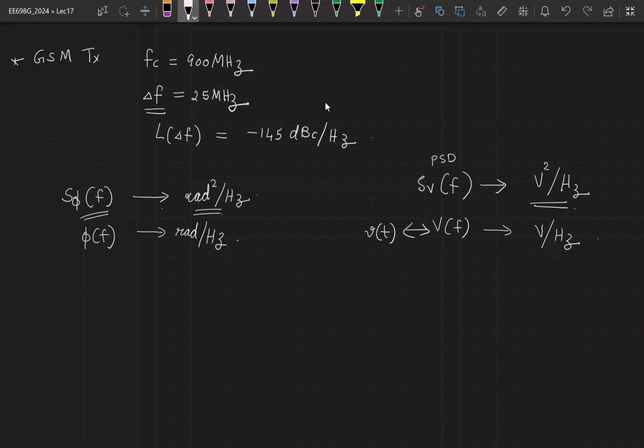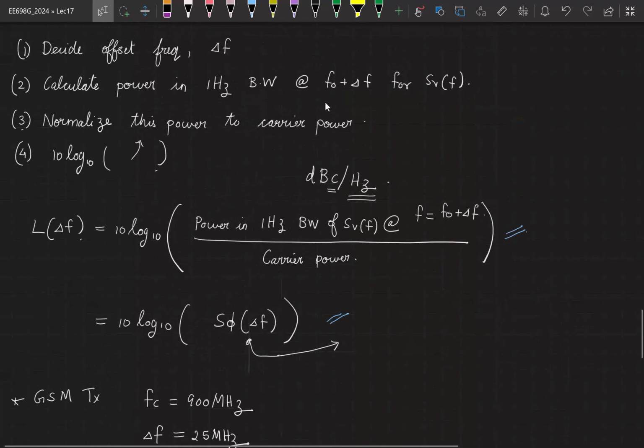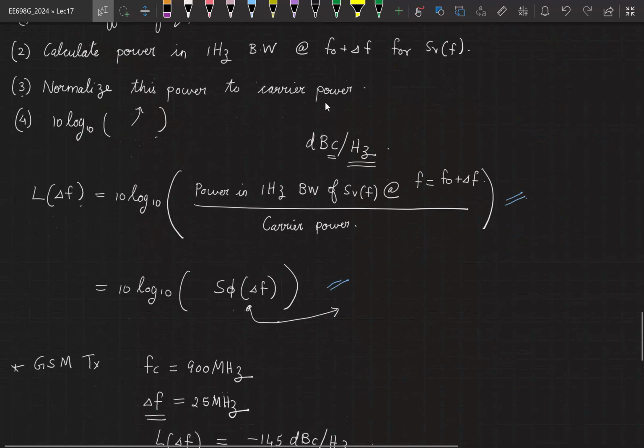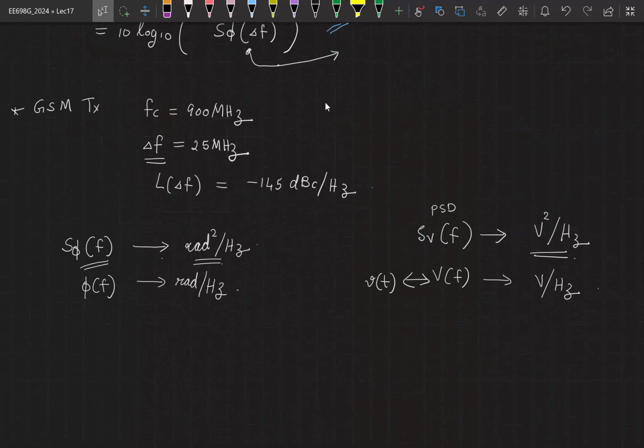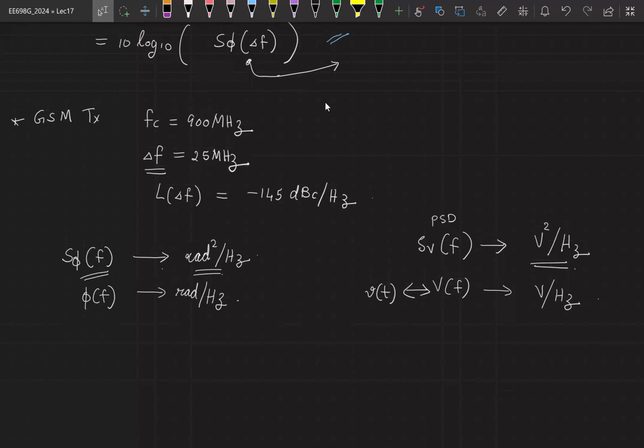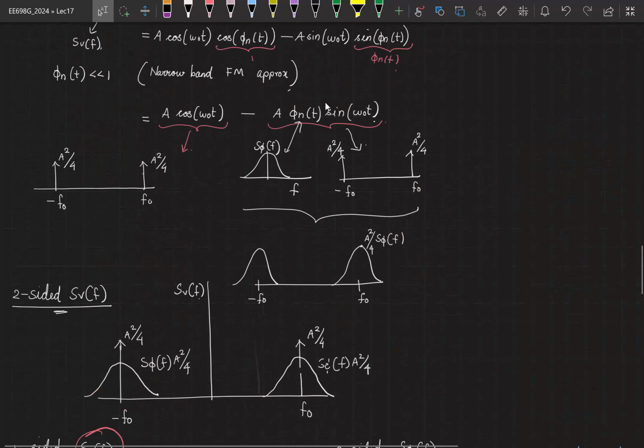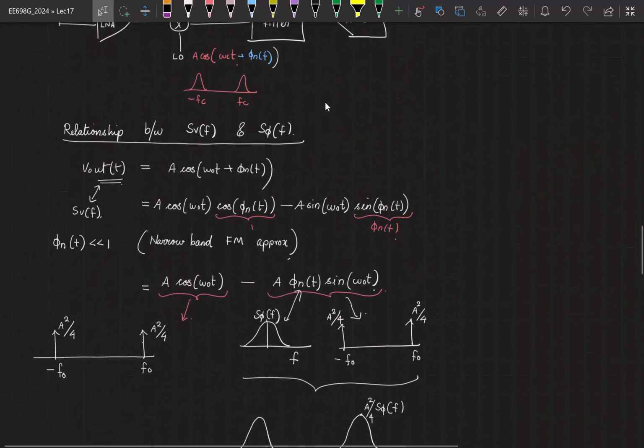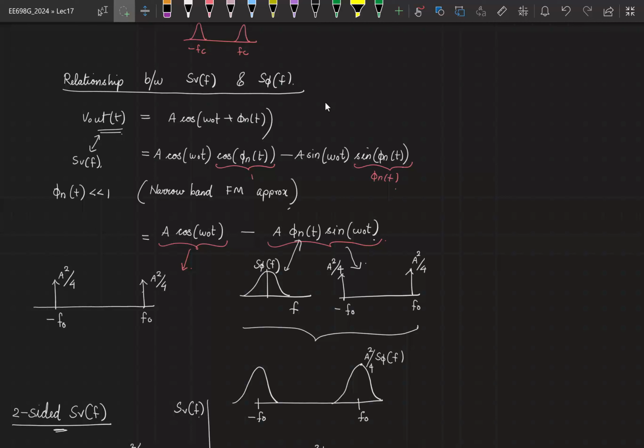This was the confusing question. No, the confusing question is coming now. So you have a relationship between S v of f and S phi of f now. I just want to make sure that it is dimensionally consistent. So I'm going to take you back to the expression we have derived. Omega naught square, so this expression.